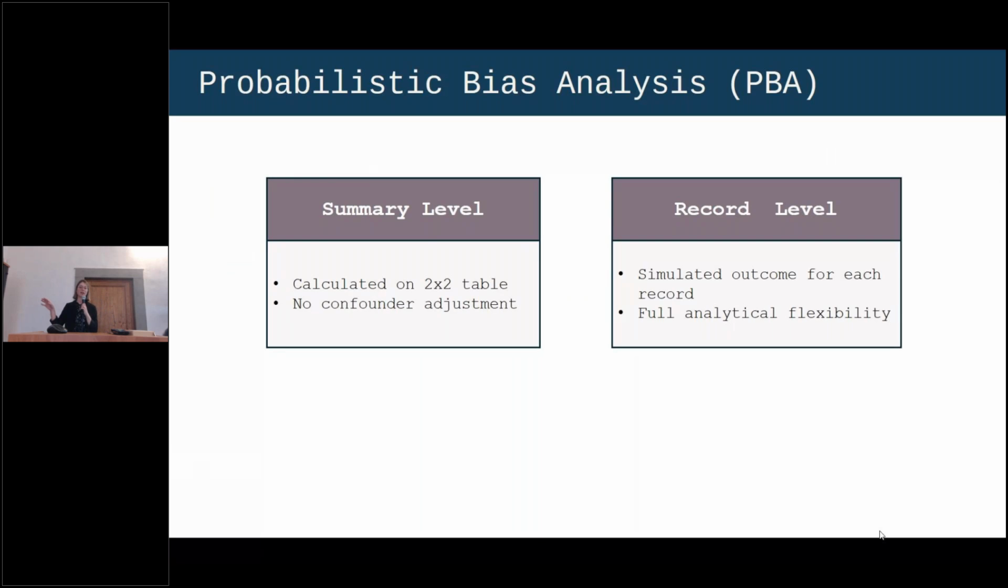You can do probabilistic bias analysis either on summary level data, so effectively the 2 by 2 table that I just showed you, which is quicker but has the downside of not allowing for confounder adjustment, or you can do it on the individual patient record level. What that does is simulate different outcomes for each record in your dataset, and that has the benefit that you have this analytical flexibility so you can adjust for confounding.